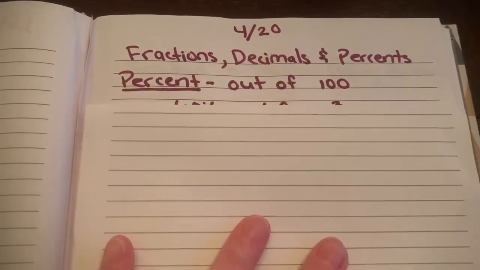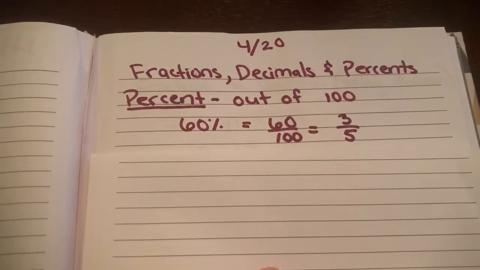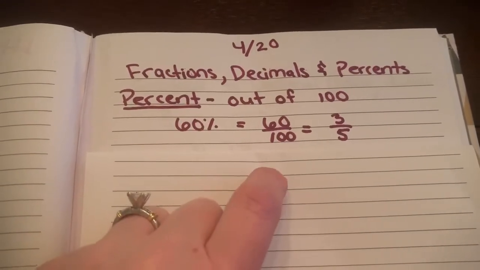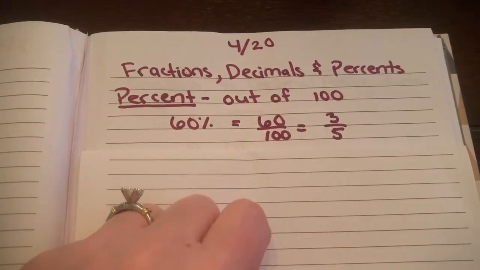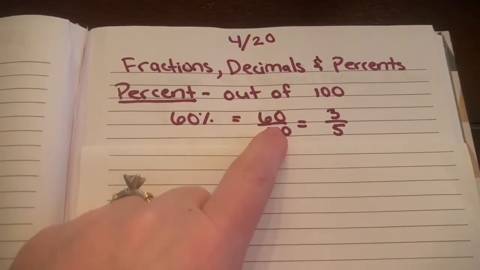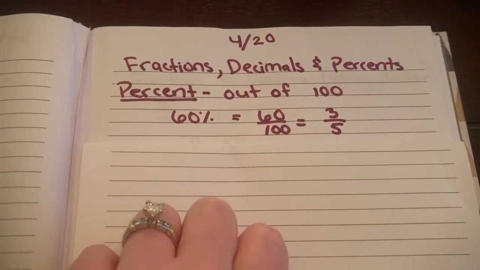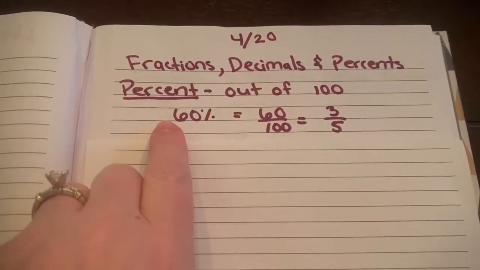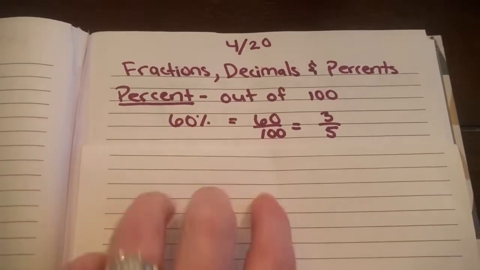So percents simply mean that you've got something out of 100. So if I have 60%, what I really have is 60 out of 100. And then you can take that and reduce it like you would just a normal fraction. So divide both of them by 20, and you would wind up with a reduced fraction of 3/5. But what I want you to see here is that a percent simply means that number is out of 100.